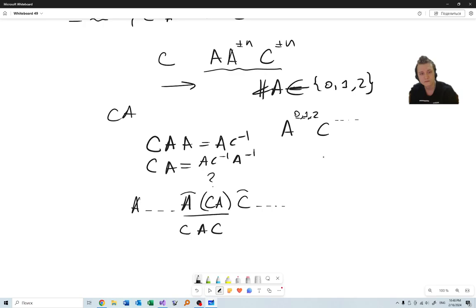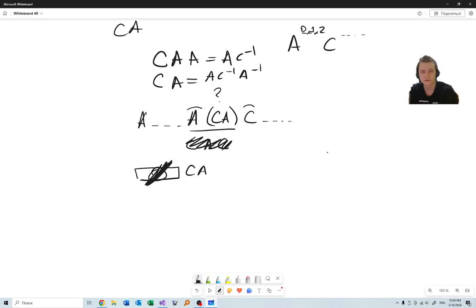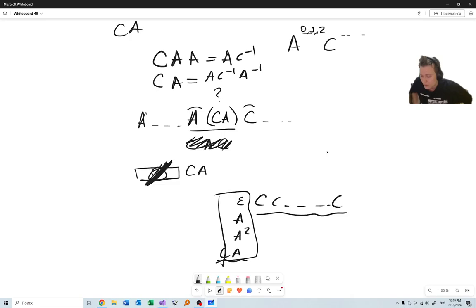Okay. So we can assume that if we have a CA, then there is nothing here. Okay, so we have a lot of C's. And before that, we have either nothing, or A squared, or CA. So this is what I think. I actually cannot prove it, but it seems like it's true. Okay, let's try to write it.